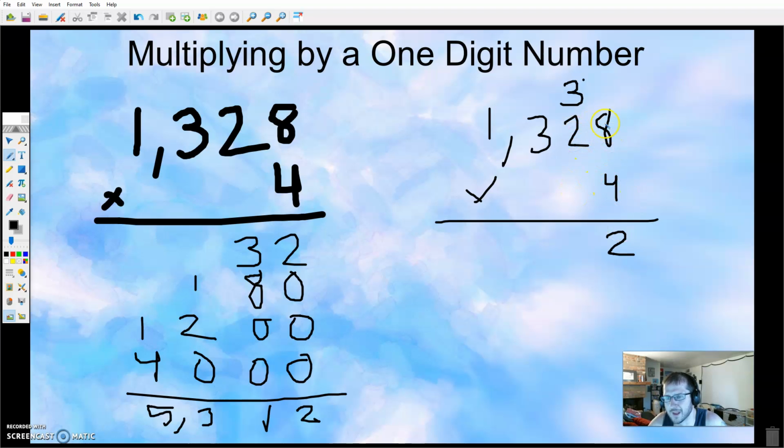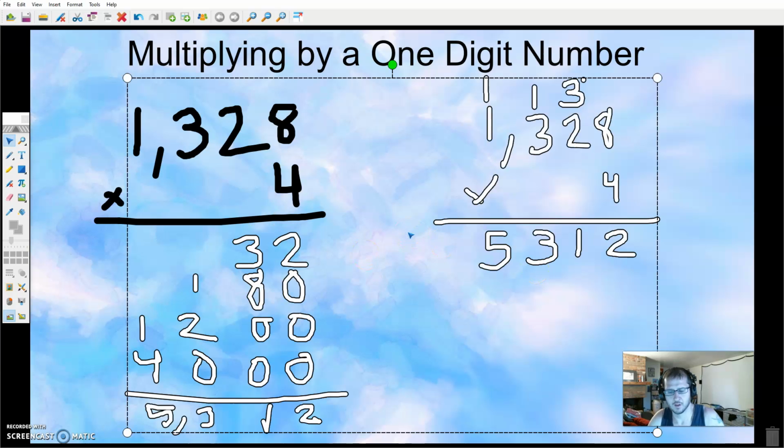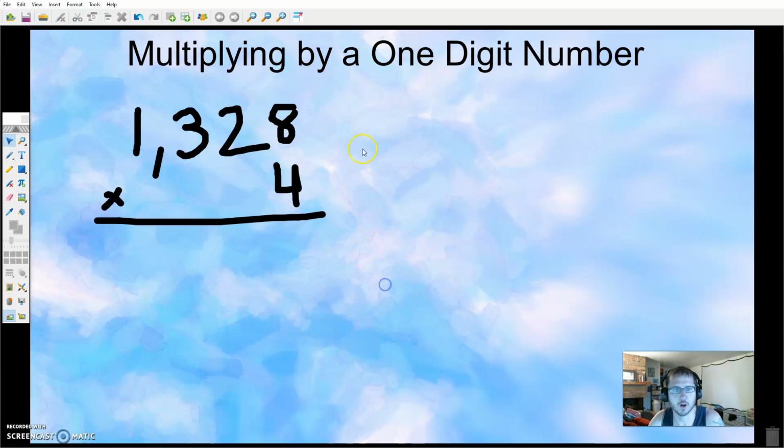So 20 times 4 is 80, so 8, 9, 10, 11. Now again, I can't write 11 down here. I'm going to write my 1, and I'm going to regroup into the hundreds. 3 times 4 is 12, plus 1 is 13. Regroup my 1 again. 1 times 4 is 4, plus 1 is 5. So you can see how we take the distributive property, our partial products, and turn it into our standard algorithm.